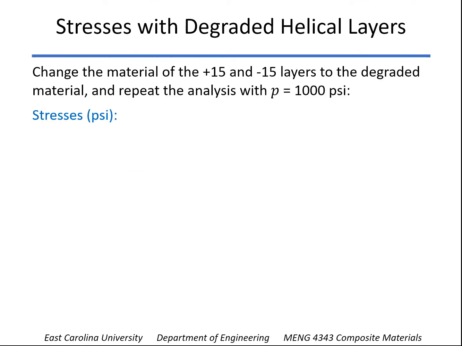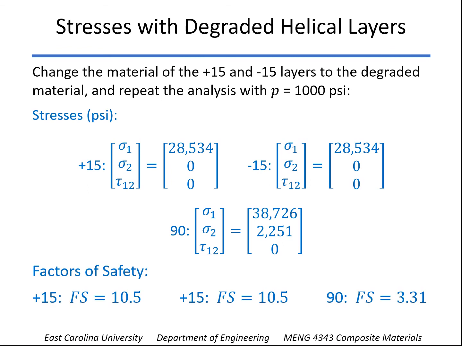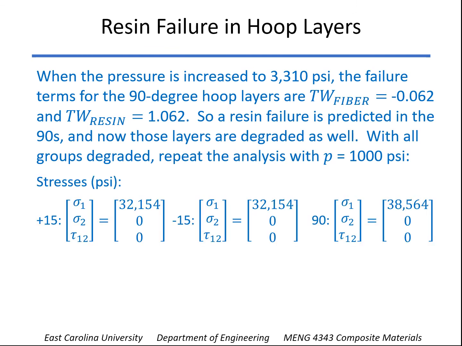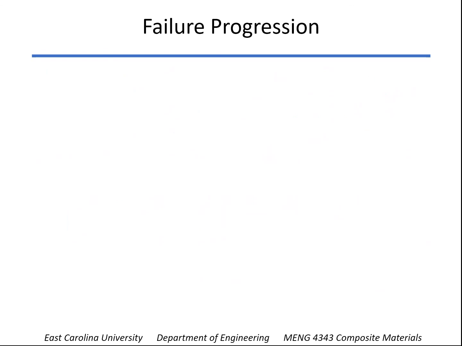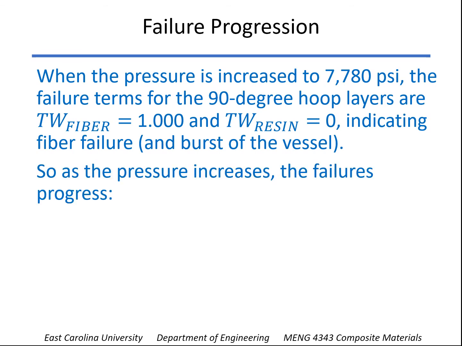So once again, we degraded the plus or minus 15s, ran it again, and found that the critical factor of safety now is the 90s. We degraded the 90s, and so there were our factors of safety with everything degraded. And so we can now kind of predict how failure is going to occur. That is, when we get to 7780, that's when we're going to have fiber failure, and the vessel will burst at that point. So we've kind of got a map of how that's going to work.